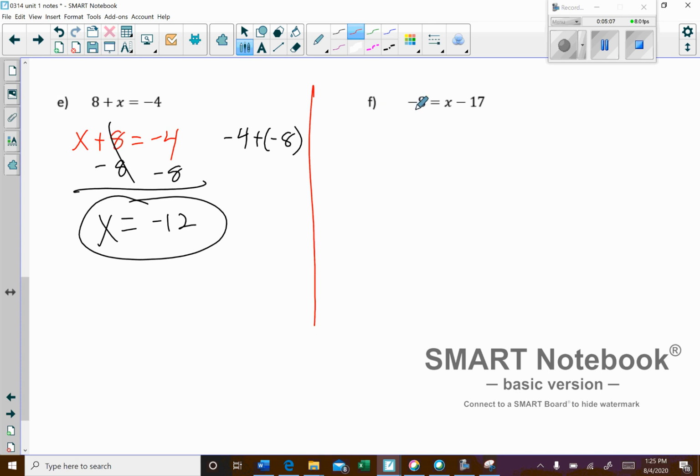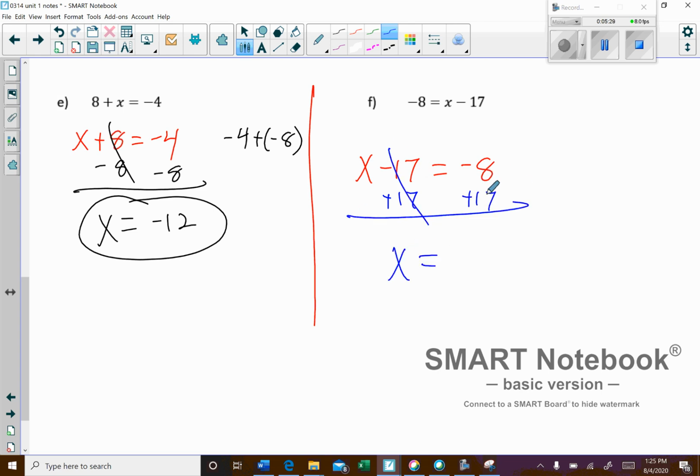Okay, on F, the variable is appearing on the right side. You can leave it there, or if you want to, you can rewrite it like this, swapping the two sides, so x minus 17 equals -8. It doesn't make a difference. You could have just left it there. Either way, what you're going to do is add 17 to both sides.